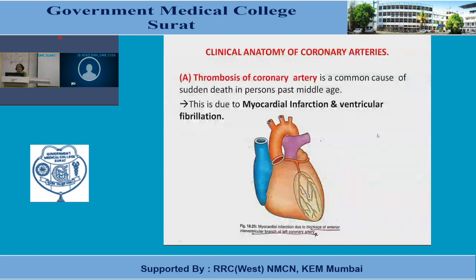Now the diagram shows the aorta. This is the ascending aorta giving rise to the right and left coronary arteries. This is the area supplied by the left coronary artery, which I told you is more prone to heart attack. Myocardial infarction is due to blockage of the anterior interventricular branch of the left coronary artery. Here the diagram shows the area of myocardial infarction.